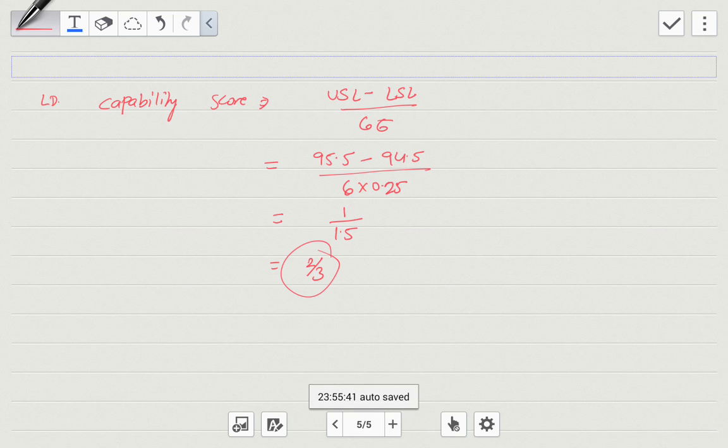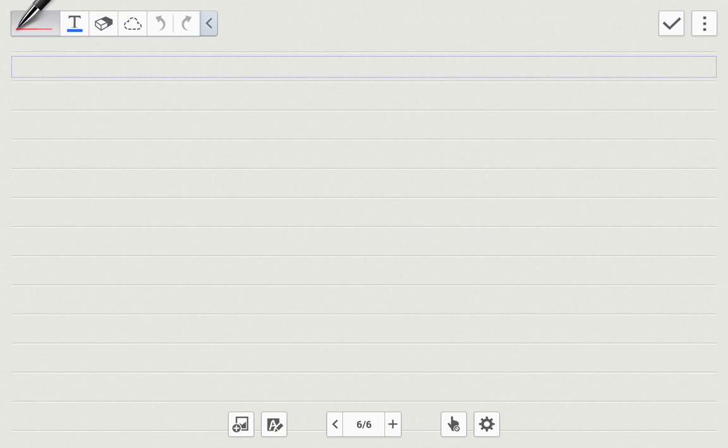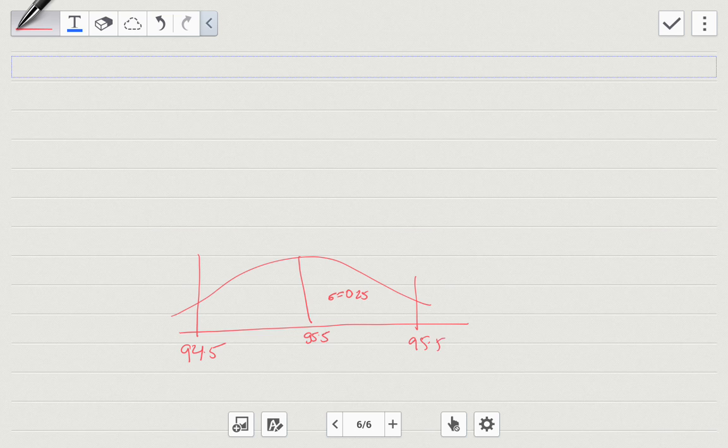The second question says, what percent of the deliveries are likely to be outside the specification limits? Well, for this question, we assume a normal distribution. This has a mean of 95 with a standard deviation of 0.25. We are interested in these two lines, that is 94.5 and 95.5.